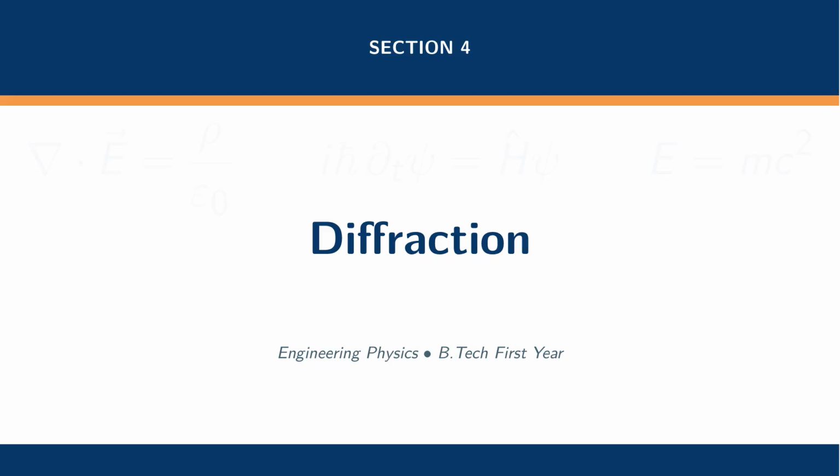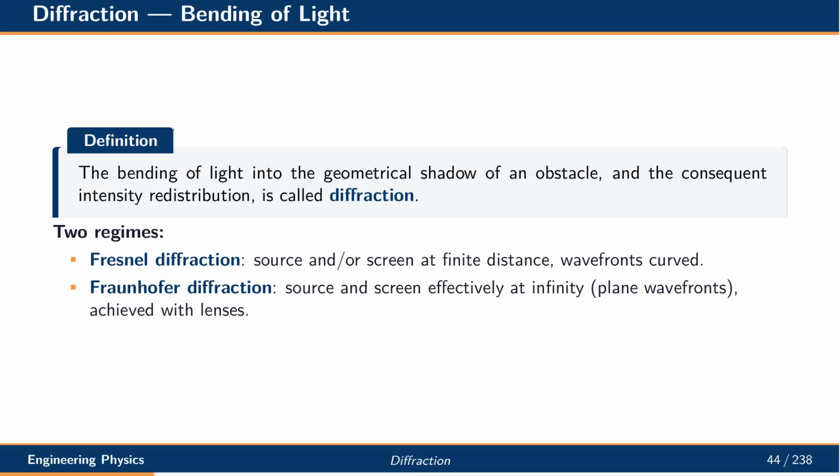We now turn to diffraction, the phenomenon where light bends around obstacles and reveals its wave nature in. Diffraction is the bending of light into the geometrical shadow of an obstacle, accompanied by a redistribution of intensity. There are two important regimes.